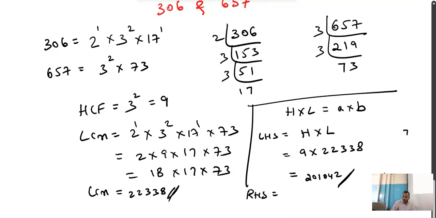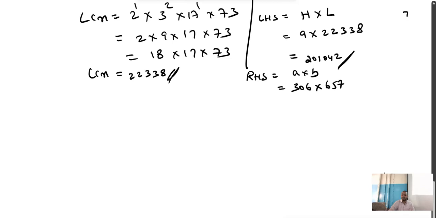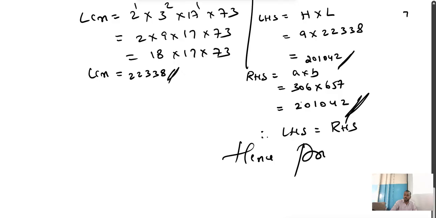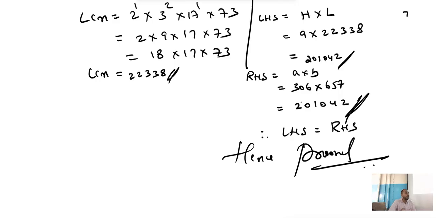Now let me take the RHS part. What is our RHS? A into B. What is A? 306. B? 657. Now multiply 306 into 657. Answer is 201042. As we can see that, therefore, LHS is equal to RHS. Hence, proved. Any doubts? Whenever they ask you to verify, you are supposed to verify like this.